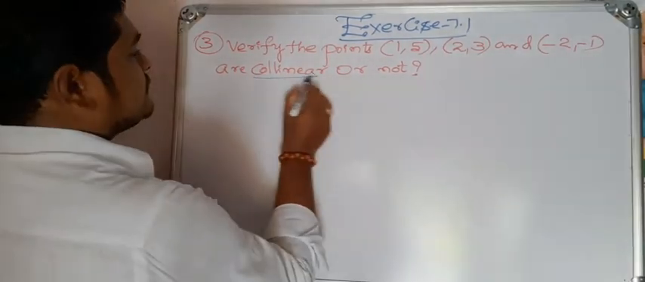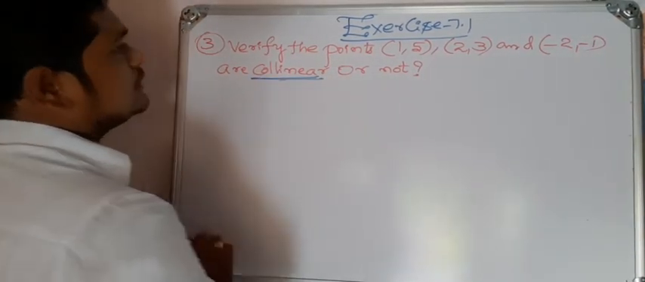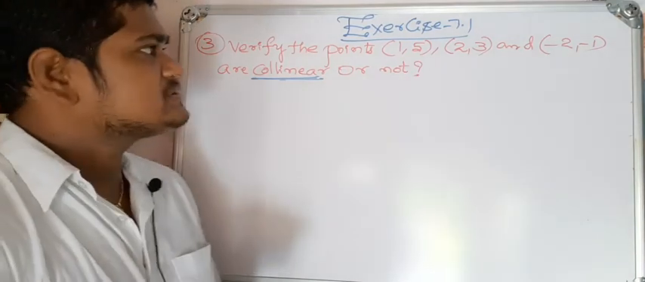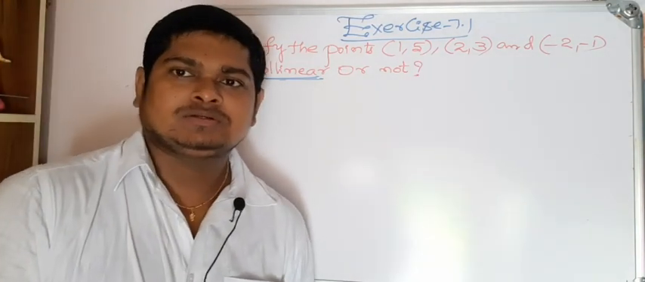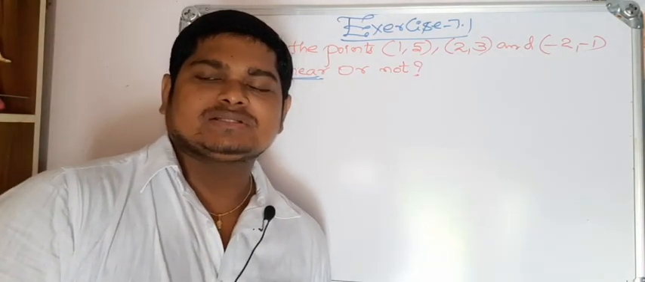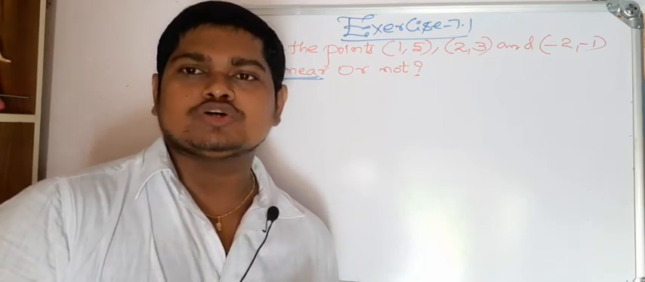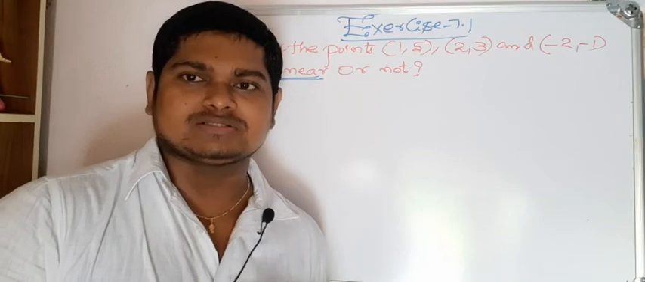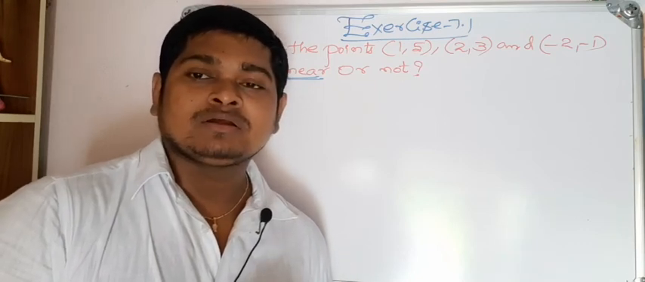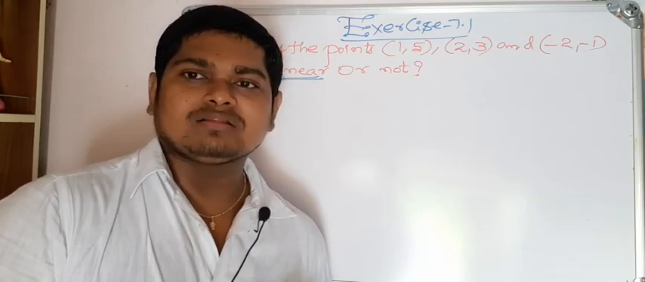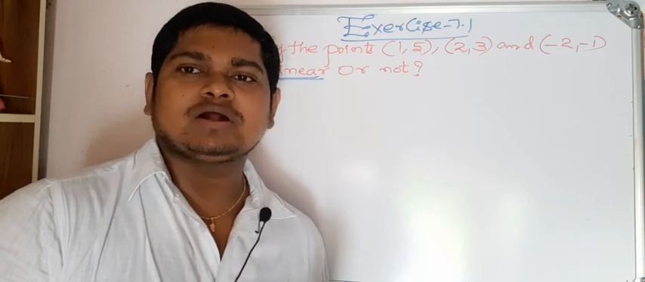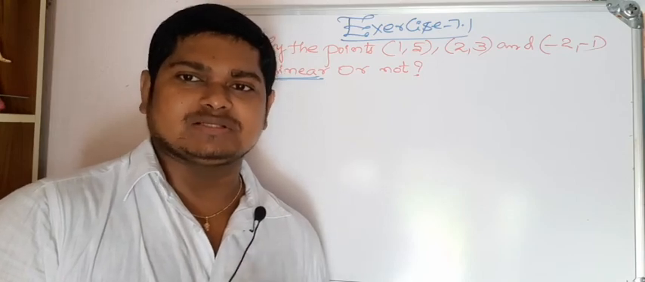See here, collinear. First of all, we have to know about collinear. What is meant by collinear points? Collinear points means three or more points lie on the same line. Those points are called collinear points. Three or more points lie on the same line, then those points are called collinear points.